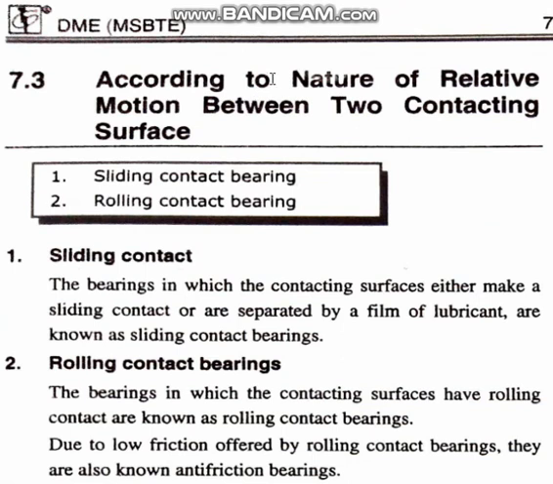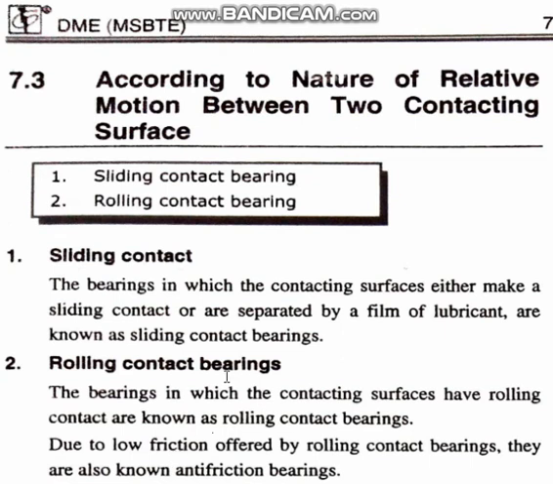This is the classification according to the nature of relative motion between the two contacting surfaces. That is what we have seen: sliding contact bearing and rolling contact bearing. Sliding contact bearings are bearings in which the contacting surfaces either make a sliding contact or are separated by a film of lubricant. In rolling contact bearings, the contacting surfaces have rolling contact, and they are known as roller contact bearings.